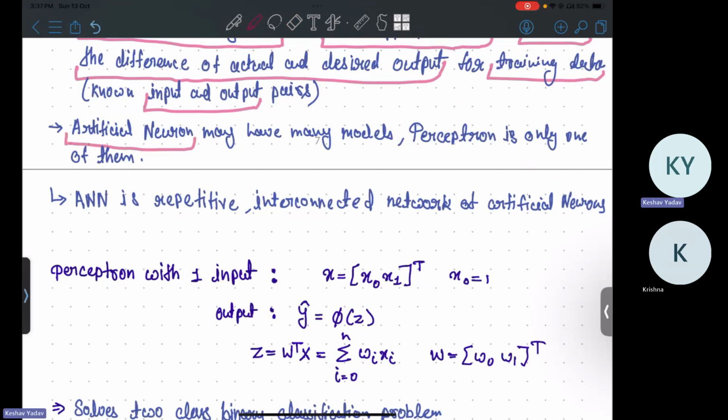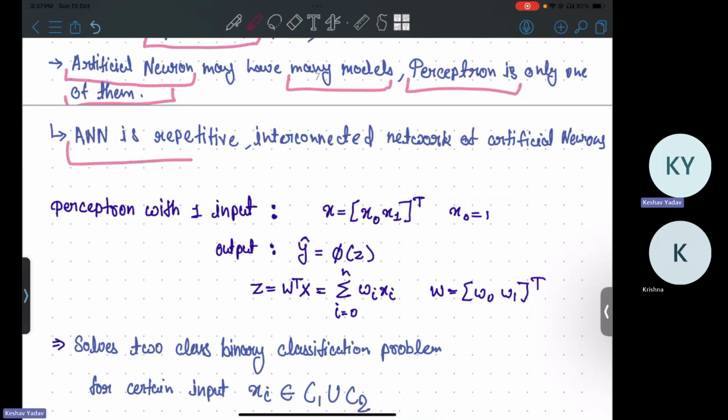So these artificial neurons may have many models. Perceptron is only one of them. An NN is a repetitive interconnected network of artificial neurons.